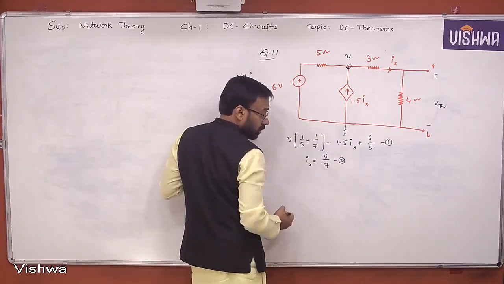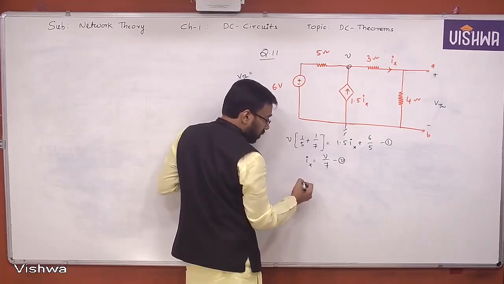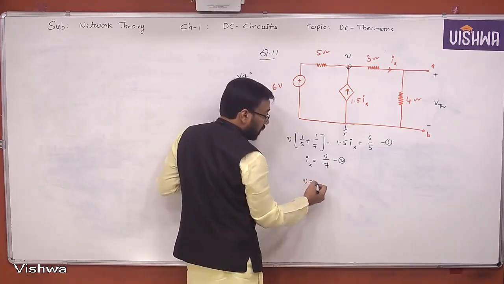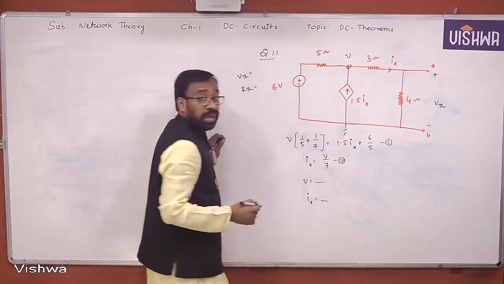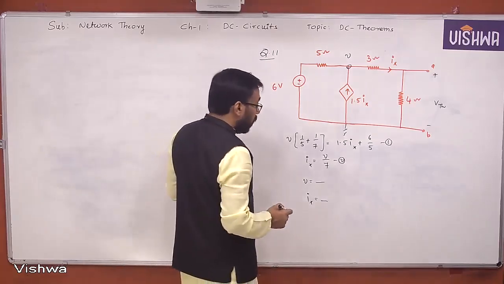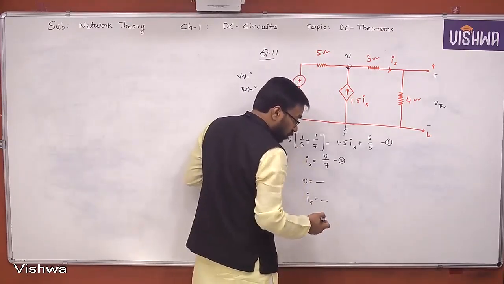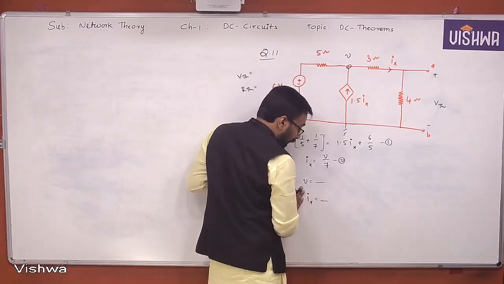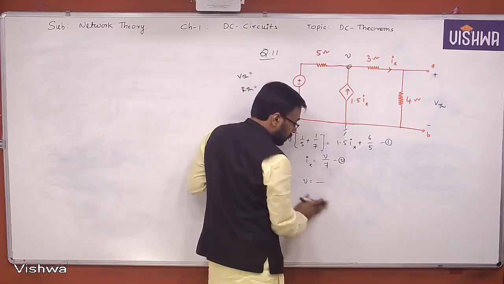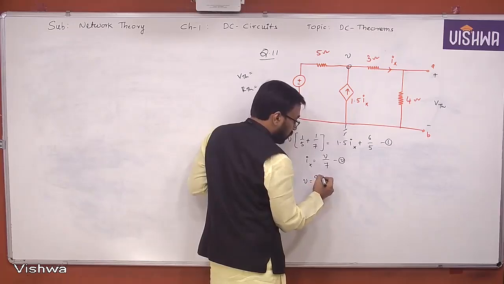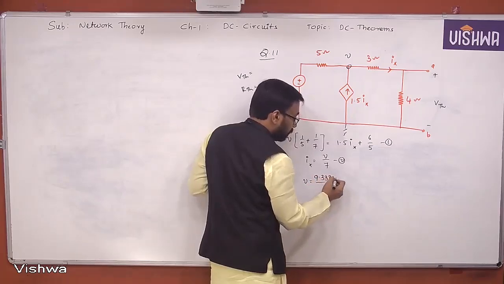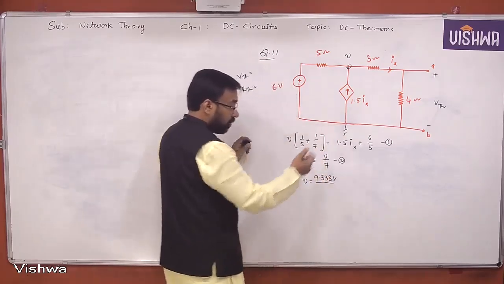Second equation. Solving the two equations here, you will get V is equal to something and Ix is equal to something. Understand? Okay. What is the V value? I give you directly the solution here. I get the V value, that is 9.333 volts. Please calculate it after solving 1 and 2.